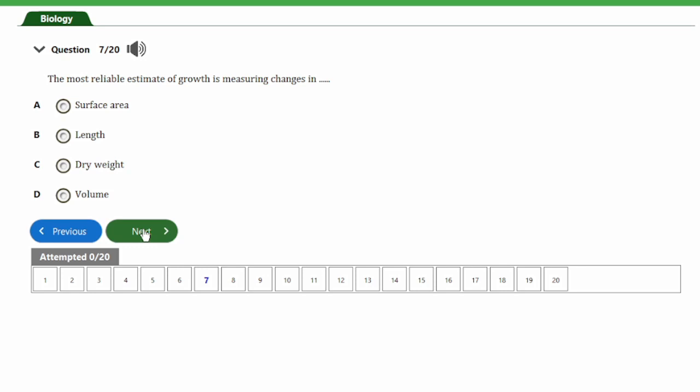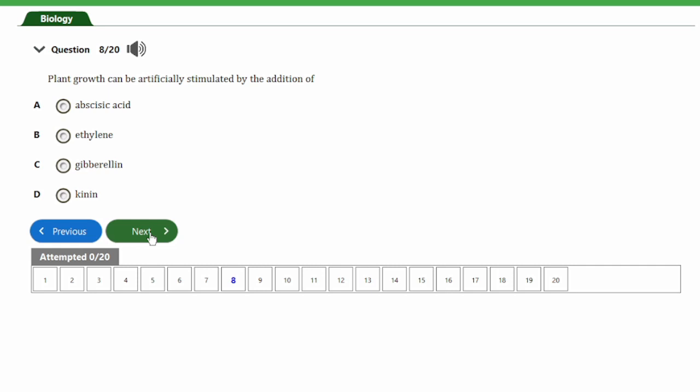But guys, measurement of dry weight is not affected by water content, and so it can be considered the most reliable. So let's look at the next question, and that's question number 8. It says, plant growth can be artificially stimulated by the addition of A, abscisic acid, B, ethylene, C, gibberellin, and D, quinine. So guys, the answer to this question is option C, and that's the gibberellin.